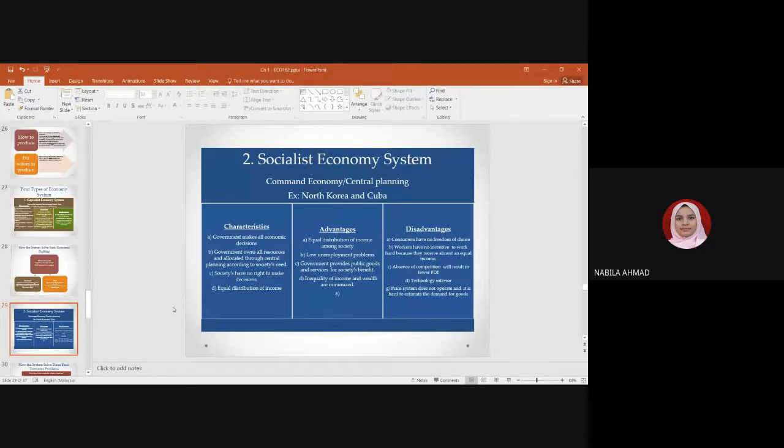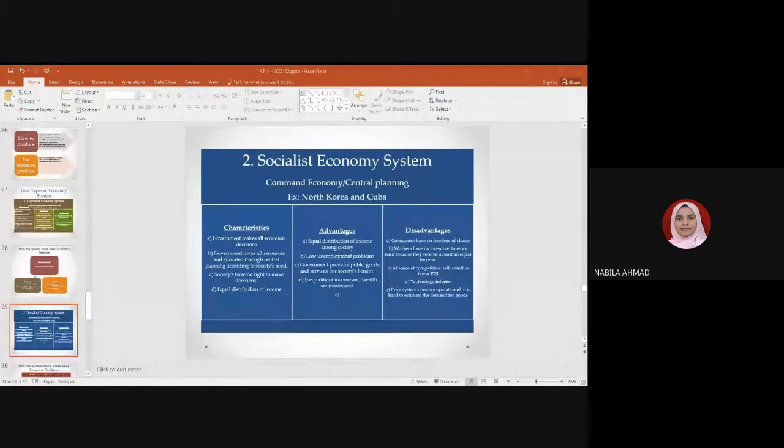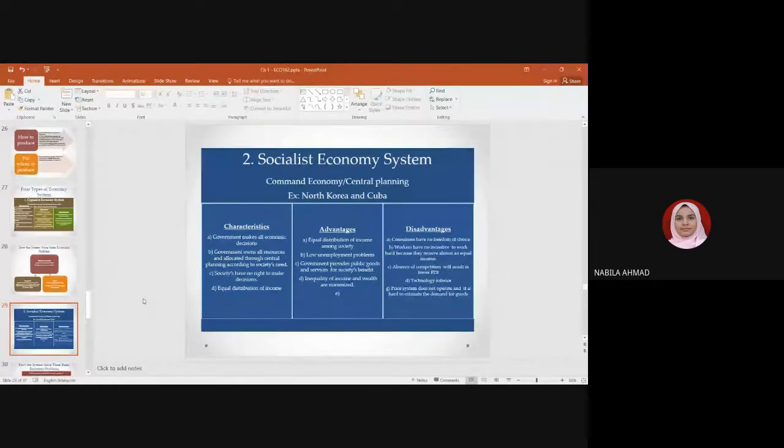Okay. Right. Kalau socialism pula dia opposite of capitalism tadi. Okay. Socialism ini kita panggil juga sebagai command economy ataupun central planning. Negara yang mengamalkan government saja 100%. So government adalah authority lah. North Korea dan juga Cuba. So apa karakteristik dia? Untuk negara yang mengamalkan socialism, government will make all the economic decision.